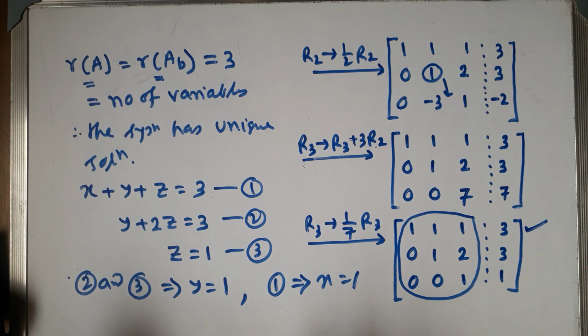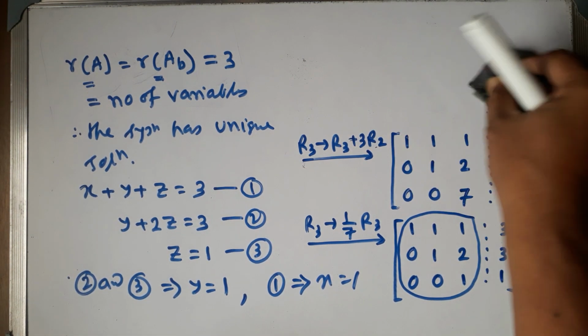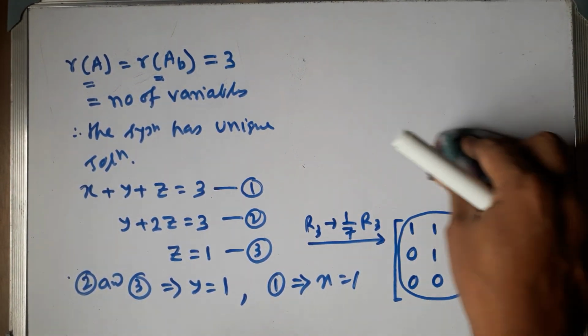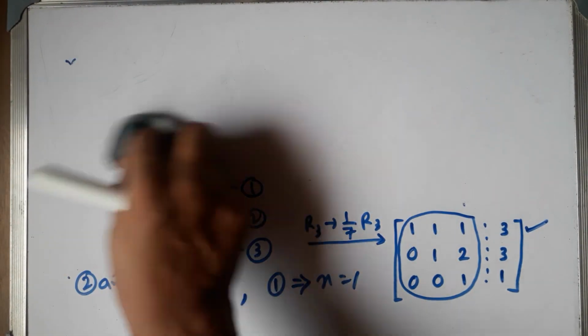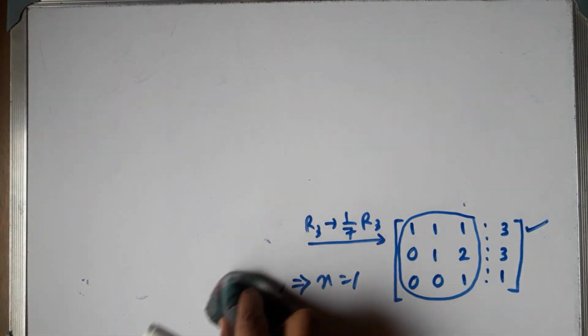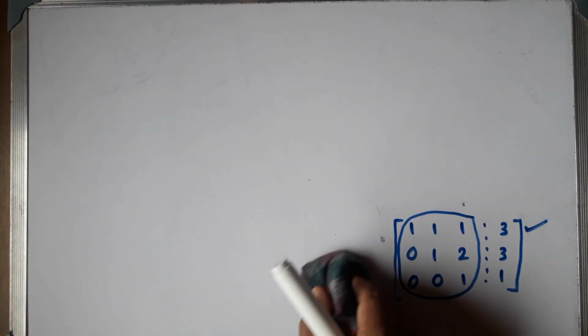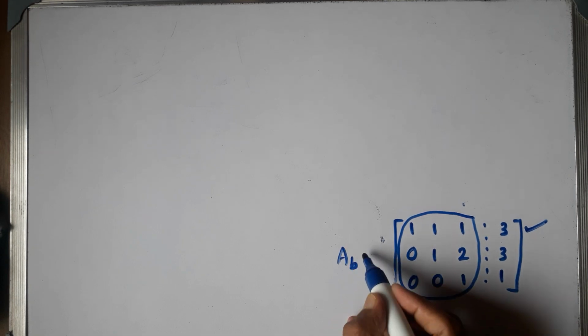This is the method. Now I shall just discuss two results and then I shall end today. Just look at this board. Suppose this is the last matrix, the AB matrix.